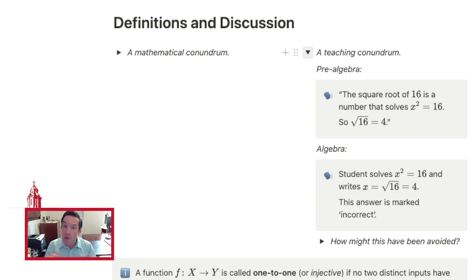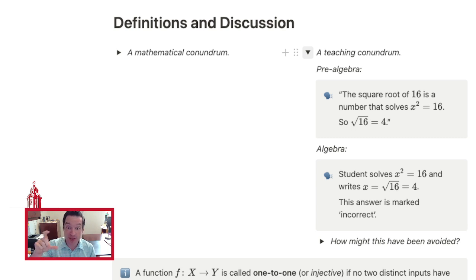So what's going on here? Well, what's going on, and why quadratic equations are usually students' first exposure to equations that have multiple solutions, is that unlike linear functions, quadratic functions in general are not one-to-one functions.